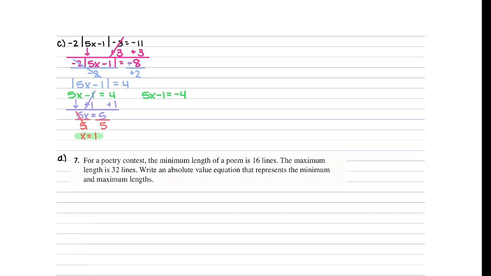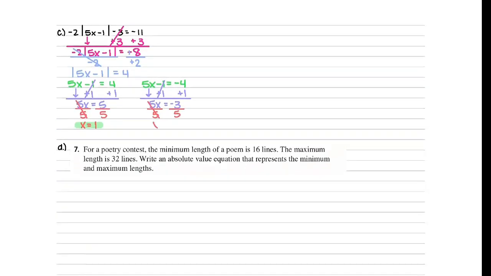Work with your other equation now. You have 5x minus 1 is equal to negative 4. Add your 1 over to each side. Isolate that 5x. We have 5x is equal to negative 3. From here, divide each side by the 5 to get x by itself. So you have x is equal to negative 3/5.